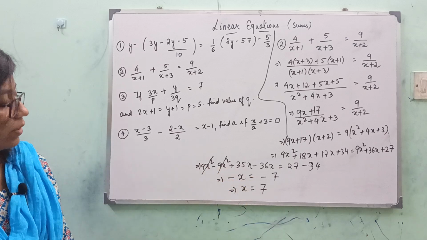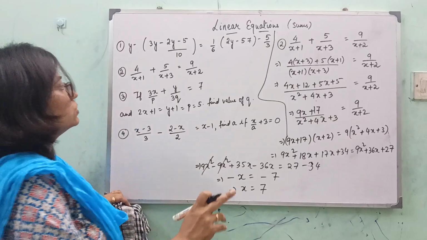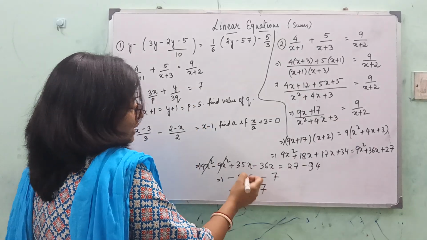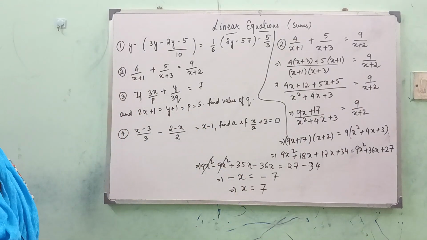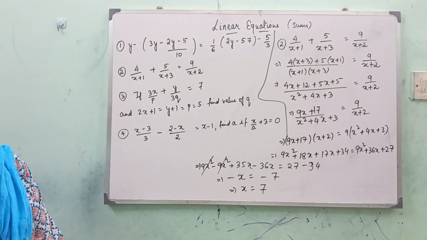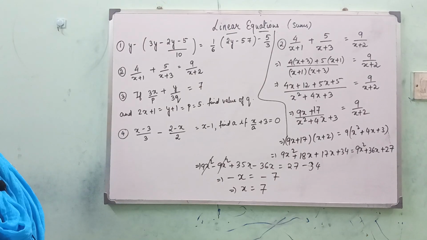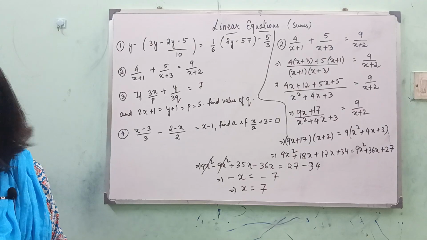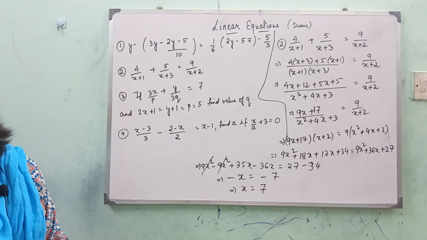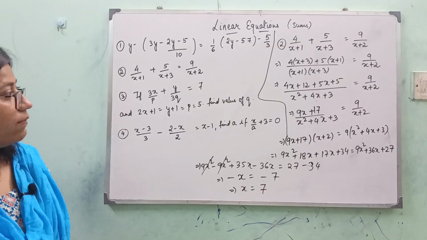In this step, we are multiplying both the sides with minus 1, because our objective is to find x. So we don't need minus x. For x, we need to multiply both the sides with minus 1. So when you multiply both the sides of minus x equals minus 7 with minus 1, you get x equals 7. So the solution to the second problem is x equals 7.